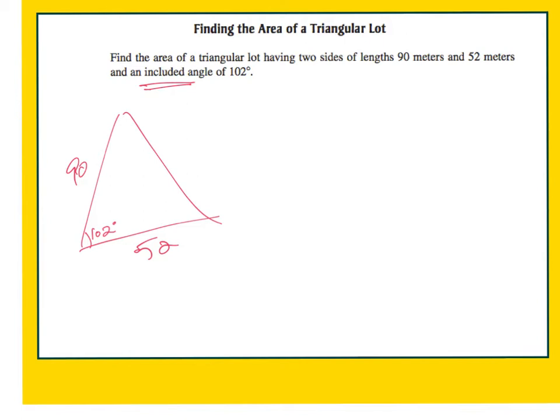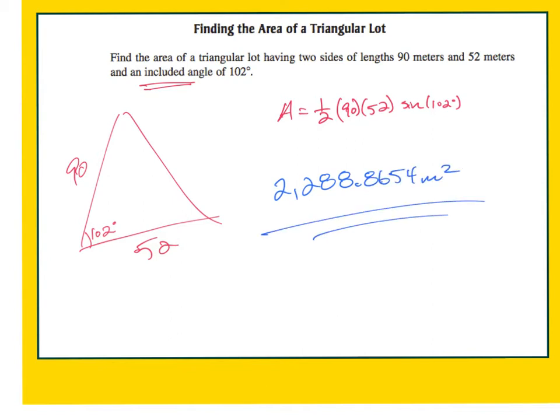All right. So how do I do it? Put it in my formula. So the area is equal to 1/2 times, what are my two sides? 90 times 52 times the sine of 102 degrees. All right. And then put it in your calculator. What is it? 4,654 meters squared. Why is this squared? Because it's area. It's two-dimensional. All right. Read for us.